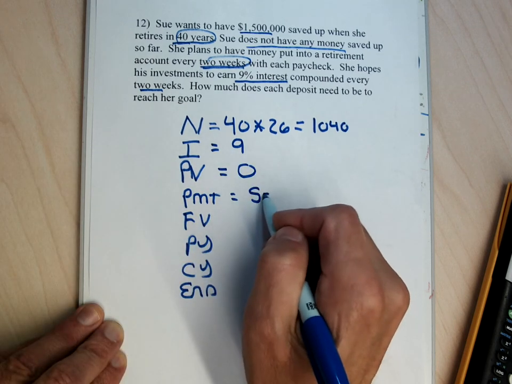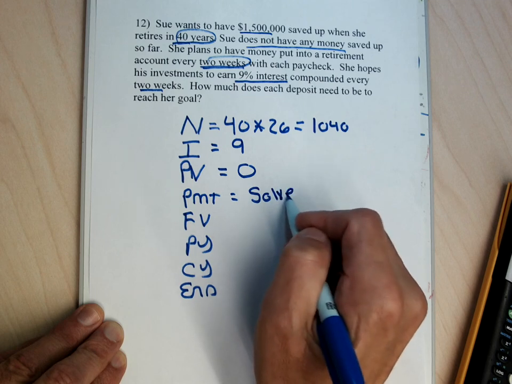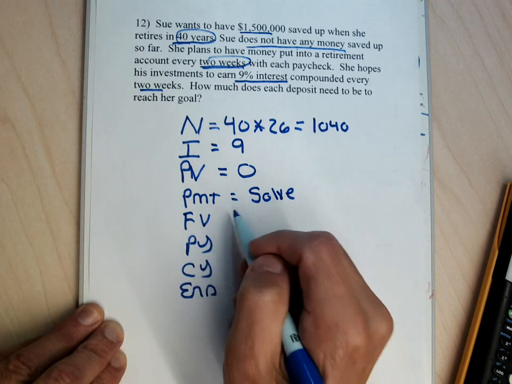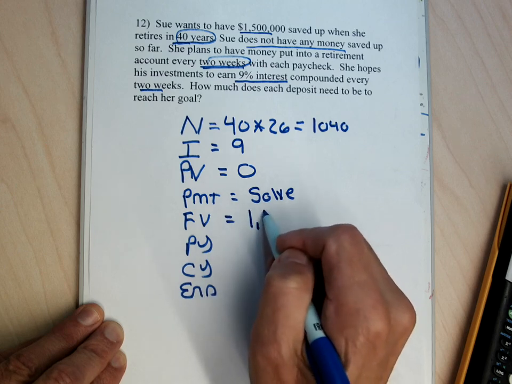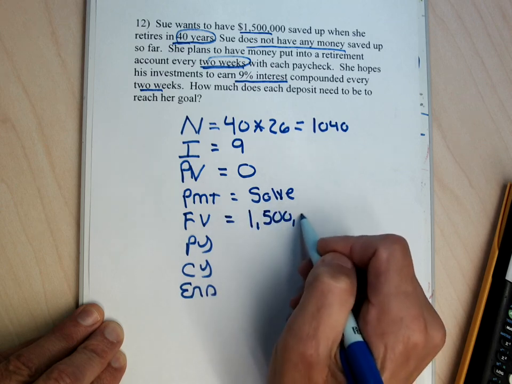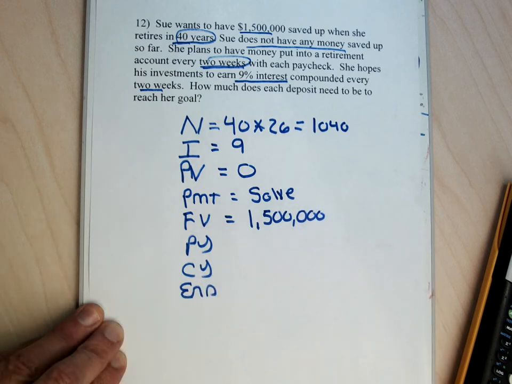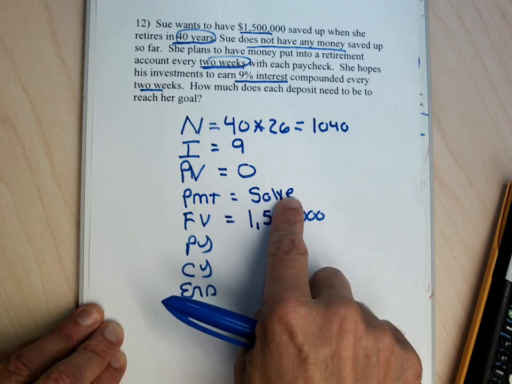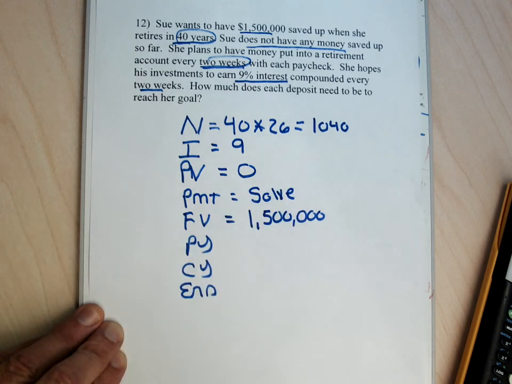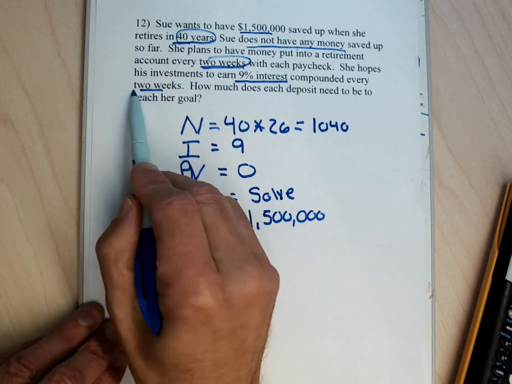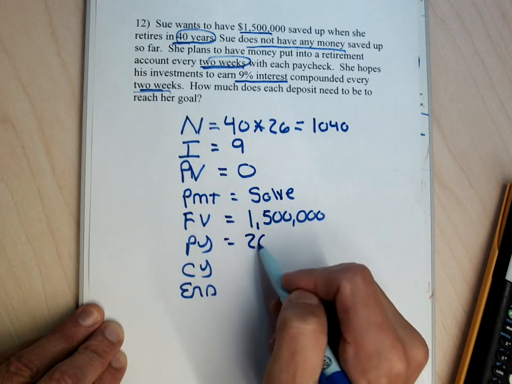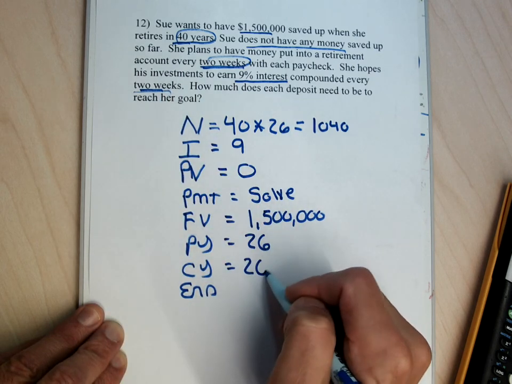I'm going to solve for how much she needs to deposit every 2 weeks to get to a retirement goal of $1,500,000. The $1,500,000 is going to represent money she can pull out, and I'm going to put it in as a positive. If you put it in as a negative, it's not going to impact the amount that the payment comes out to be. It just will have a different sign. And when I'm answering these questions, I always make my answer positive, even if it comes out as a negative on my calculator. The PY, because she's making deposits every 2 weeks, is going to be 26 payments per year. The CY is also going to be 26.